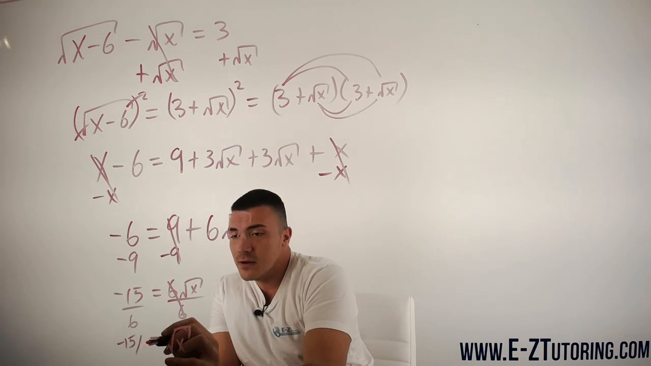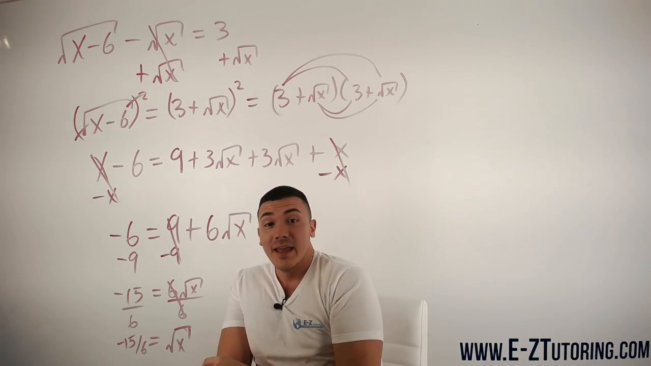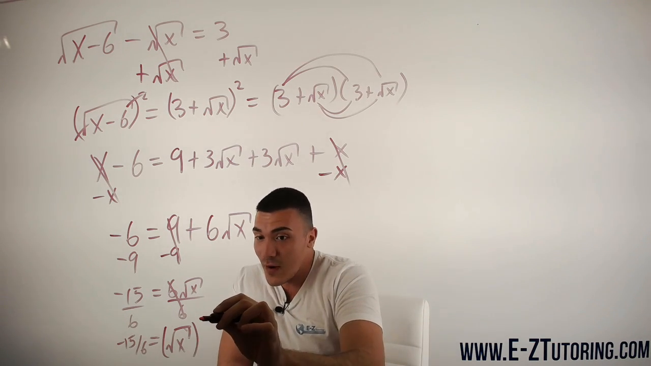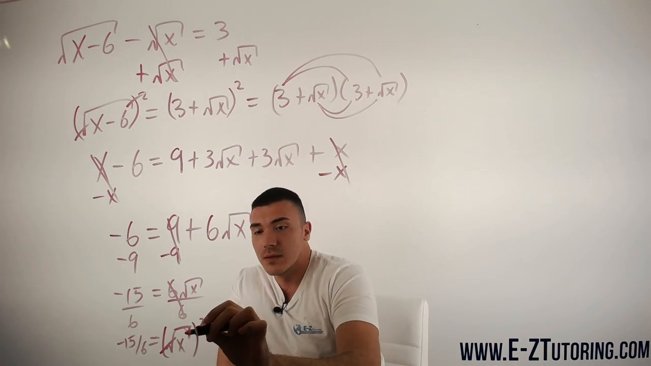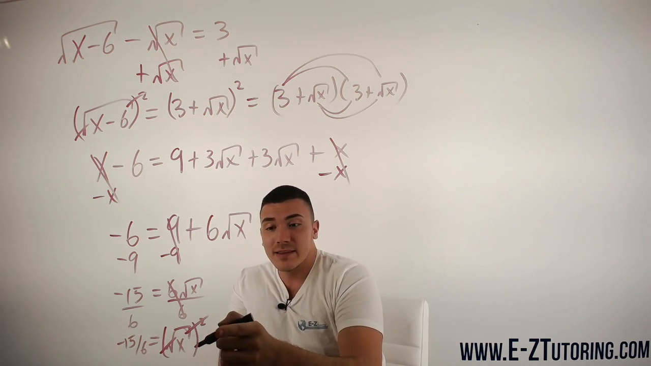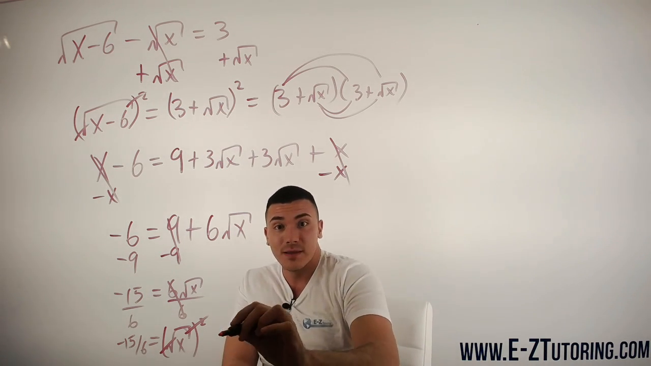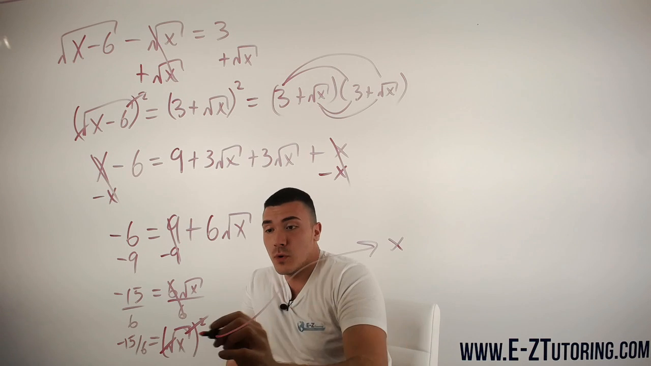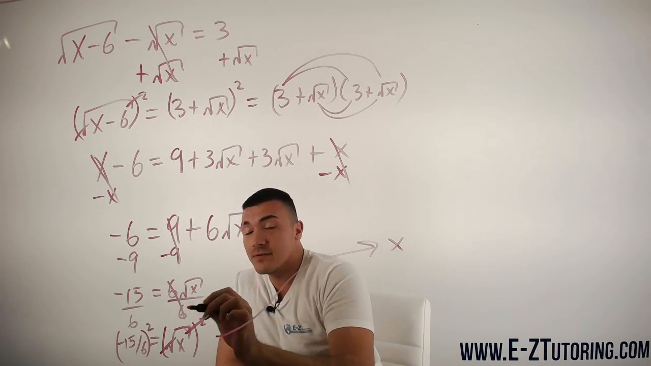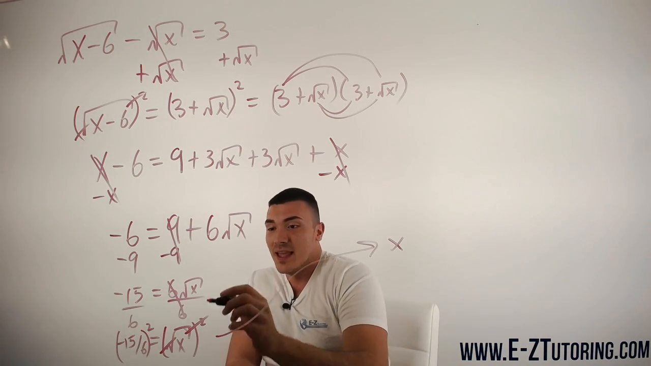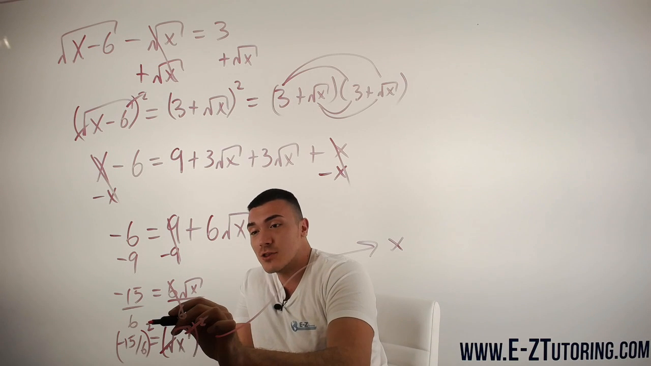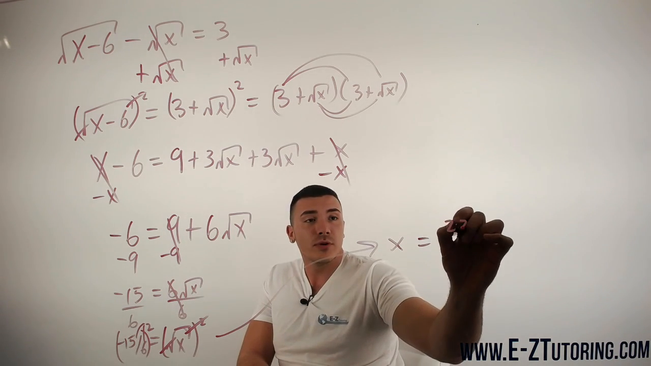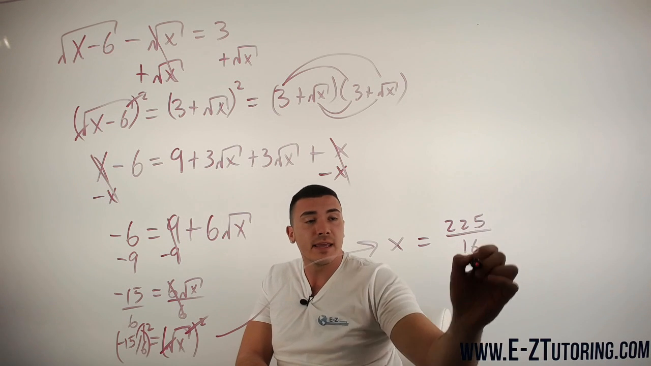Negative 15 over 6. Now, whenever you have isolated your radical, all you want to do is square both sides. The square root will cancel out with the square. We'll be left with just x. And when we square the left side, a negative squared becomes positive. And since we have division in there, we can actually distribute this power to each one. And we will get 225 over 16.